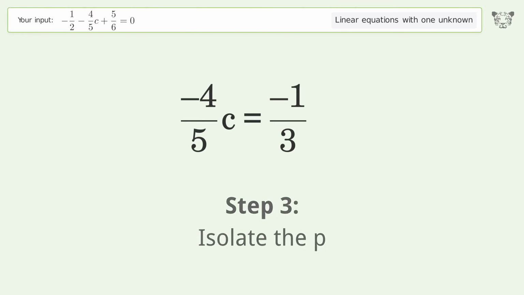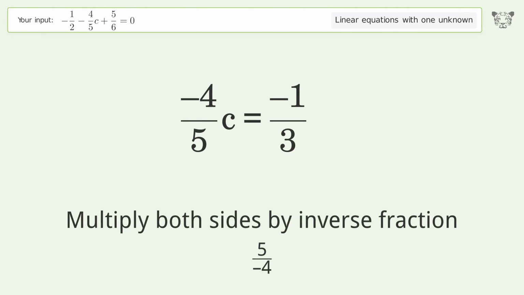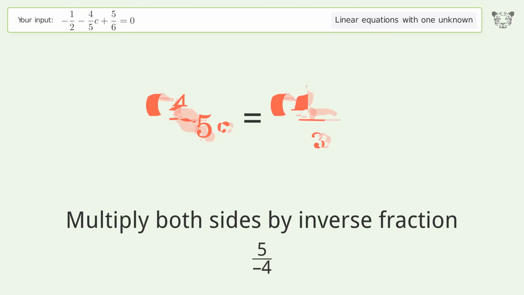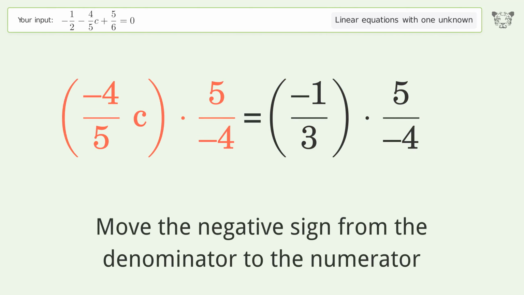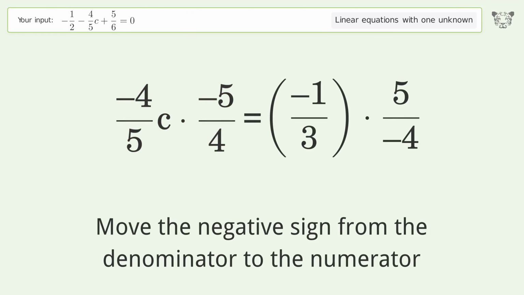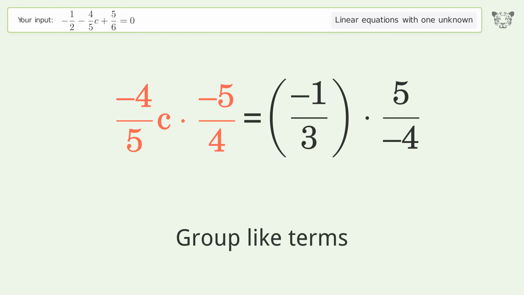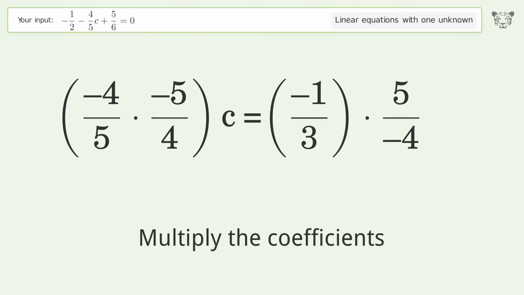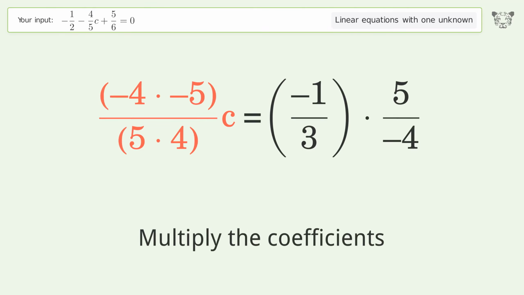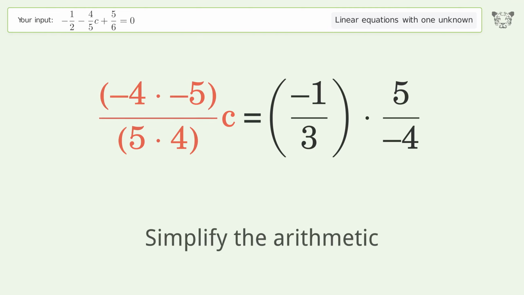Isolate the p. Multiply both sides by inverse fraction 5/-4. Move the negative sign from the denominator to the numerator. Group like terms. Multiply the coefficients. Simplify the arithmetic.